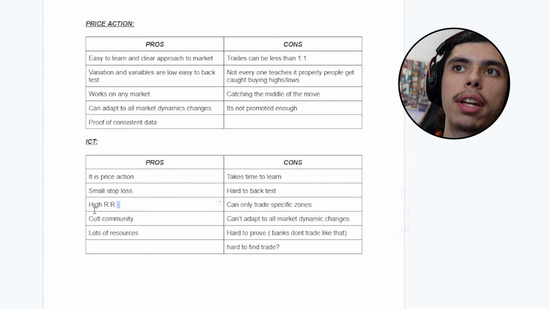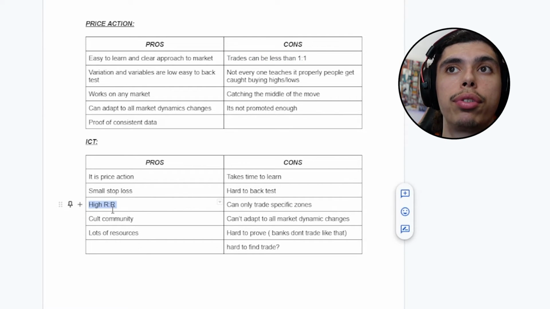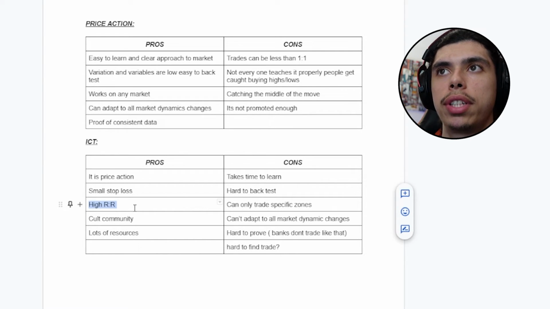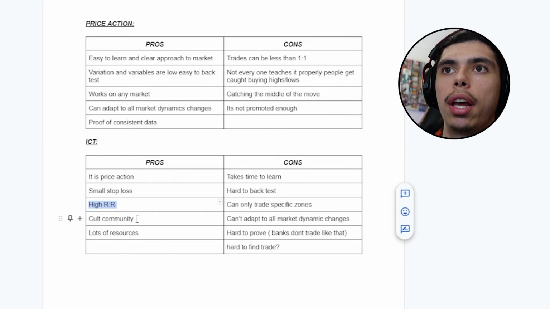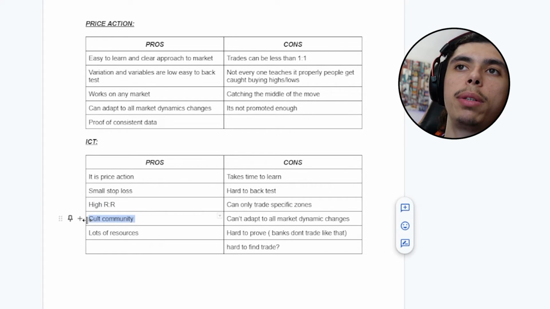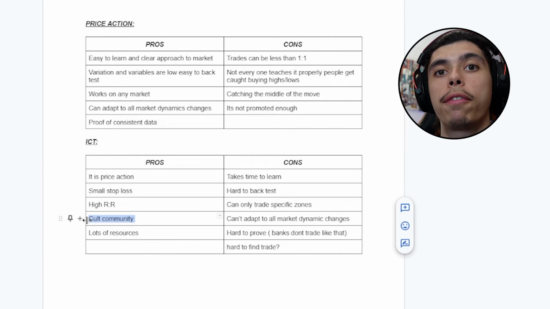Another part here is the high RR, so there's huge risk to reward. I notice if there's someone who's profitable using it, because that's part of the strategy and why it's very attractive to beginner traders, because they see all of these big moves happening. Also, there seems to be a cult community, so if you want to be part of that cult community, that could be a benefit, right?